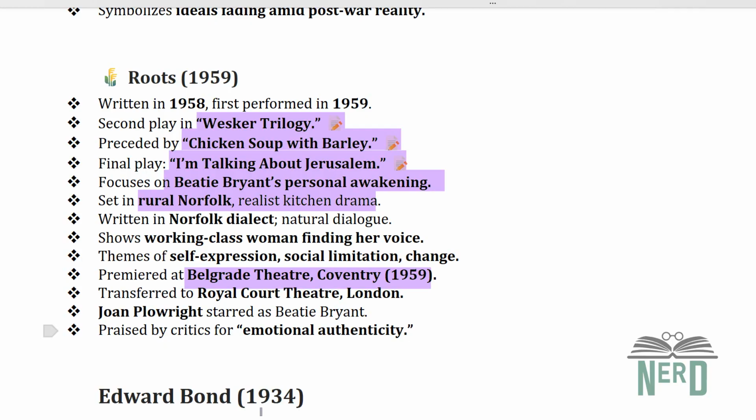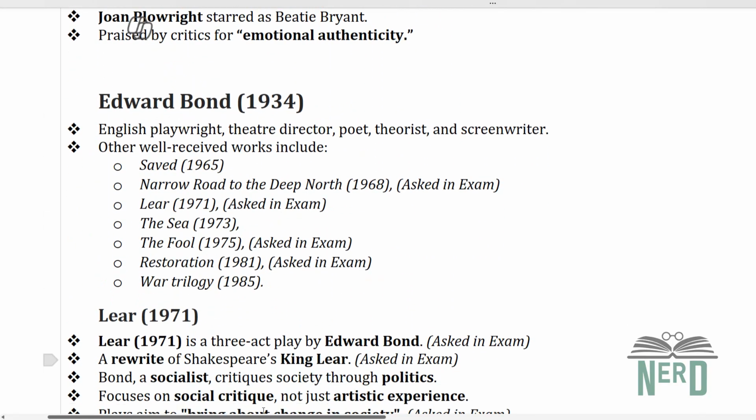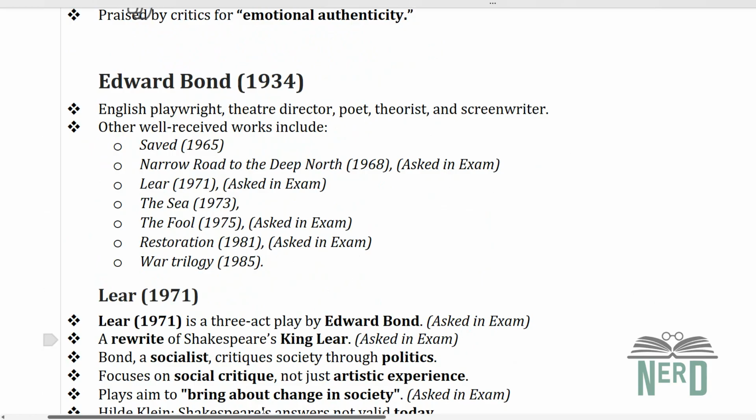It spoke for the people who had been ignored for too long, and through writers like John Osborne and Arnold Wesker, it redefined what realism meant in modern drama. Let's move into the world of post-war British drama, a period defined by political anger, social realism, and bold experimentation.